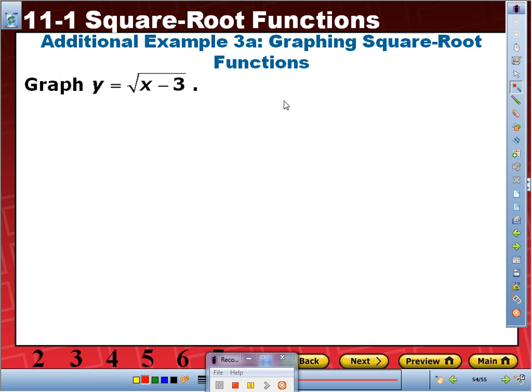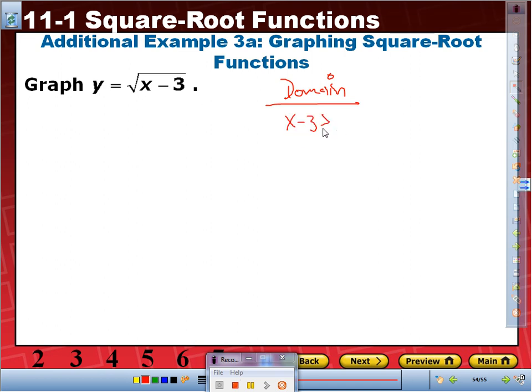Here it goes. We take whatever's inside of the radical to find the domain first. That's the first thing we need to find. So x minus 3 greater than or equal to 0. And let's solve. Plus 3, plus 3. x is greater than or equal to 3. That's my domain. That was step 1. Step 2, we need to build an input-output table. I'm going to do it over here.